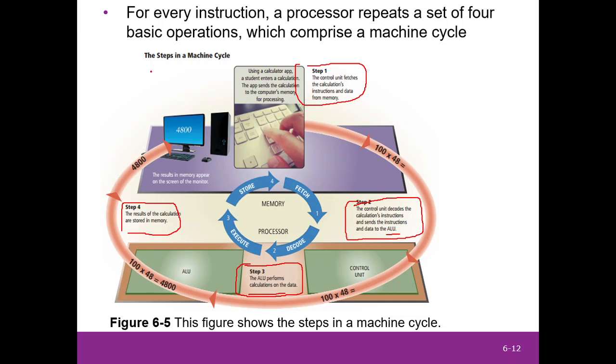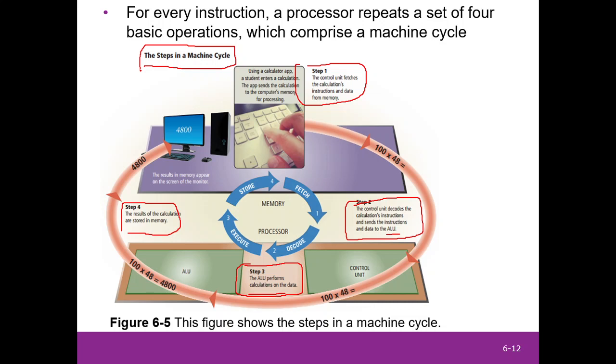These four steps form something that we call a machine cycle. This is how our machine, the computer, executes an instruction. This is a cycle that gets repeated over and over again whenever the computer is executing any instruction. So what are the steps? First, the control unit fetches the instruction itself and the data that the instruction needs to work on. Those are fetched by the control unit into the CPU.